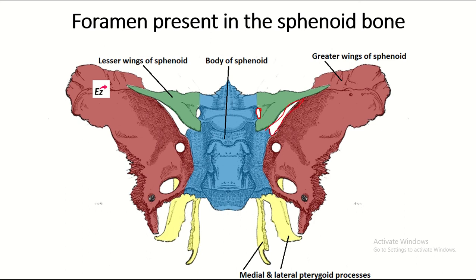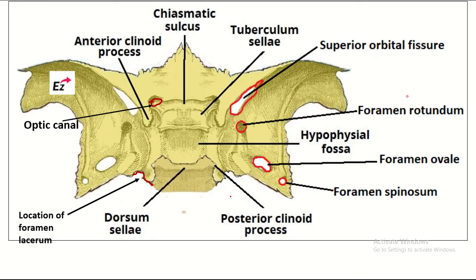This is the medial end of the superior orbital fissure, and just posteriorly this is the foramen rotundum. This is the oval-shaped foramen ovale, and behind the foramen ovale the tiny foramen is the foramen spinosum, and this is the location of foramen lacerum.